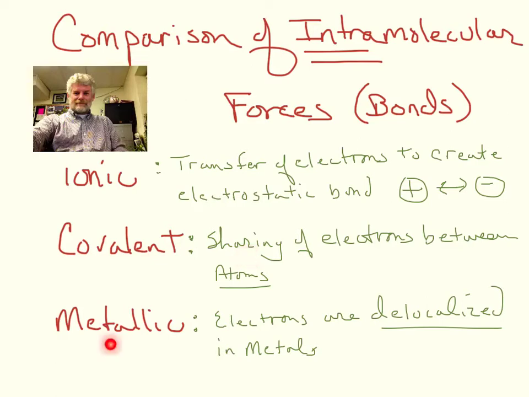And then finally, metallic. Here you have the nuclei of metal atoms that are attracted to a sea of electrons. These are delocalized, meaning they're not attached to any atom, so they're free to move throughout the metal, and that's kind of what holds the metal together, and it gives metals some pretty unique properties.